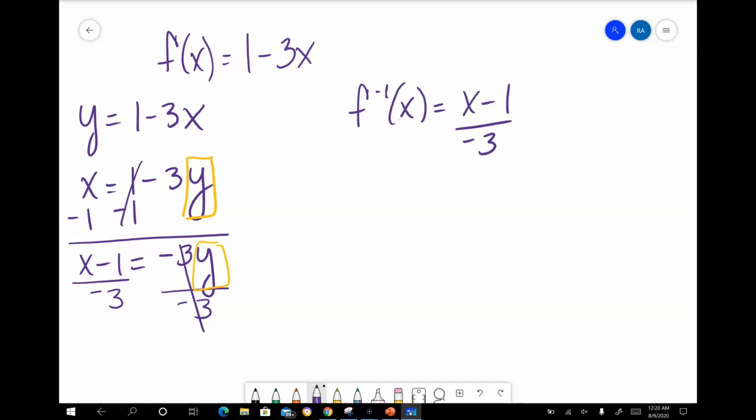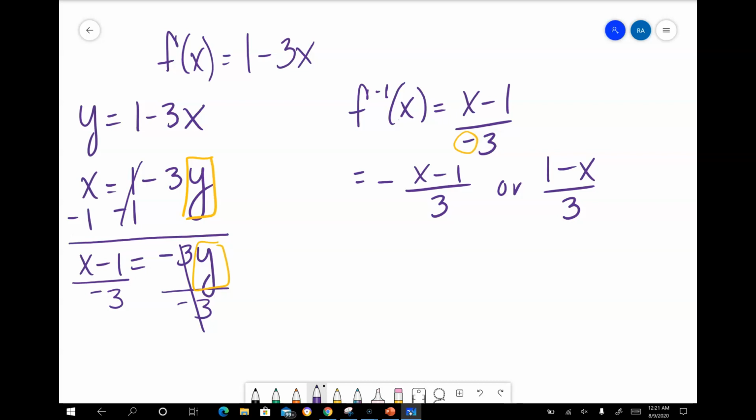Now, I do want to talk about this one because of this negative right here. This negative can be moved multiple different ways. On Study Island, you see it written, we all know it's the inverse, so we're just going to say equals. I have seen it written where they pull that negative out: x minus 1 divided by 3. Or you can put the negative on top and get 1 minus x divided by 3.